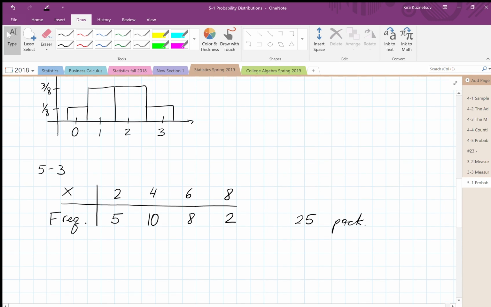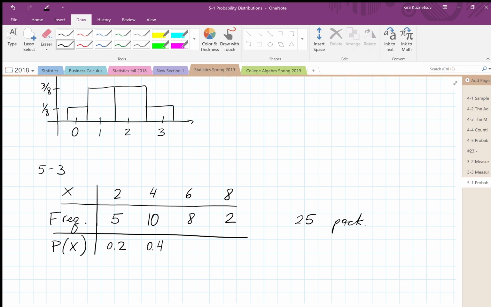Now if you have the total, you can now figure out the frequency. So if 5 2-packages out of 25, well, that's 5 out of 25, that's 0.2. So the probability of selling a package that has 2 batteries is 20%. Now what about 10? 10 divided by 25 is 0.4. So there's about a 40% chance that a person comes in and they want a pack that has 4 batteries.